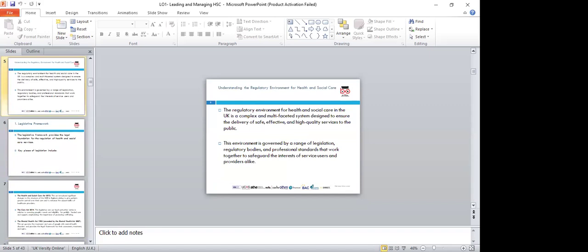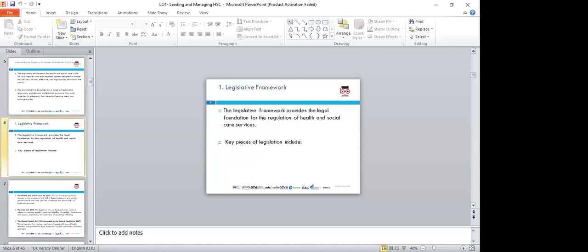Good, good. Now, the regulatory requirement for health and social care in the UK is a complex and multi-faceted system designed to ensure the delivery of safe, effective, and high-quality services to the public. This environment is governed by a range of legislation, regulatory bodies, and professional standards that work together to safeguard the interests of service users and providers alike. The legislative framework provides the legal foundation for the regulation of health and social care.